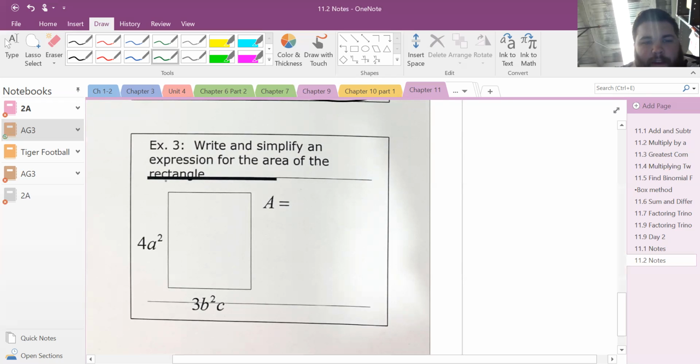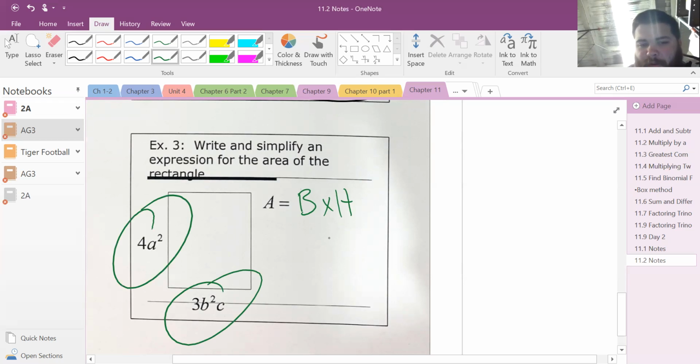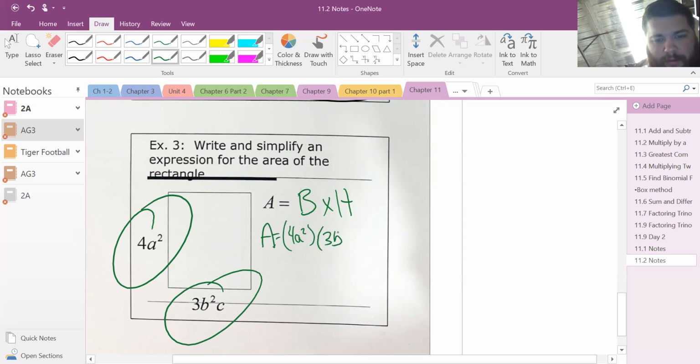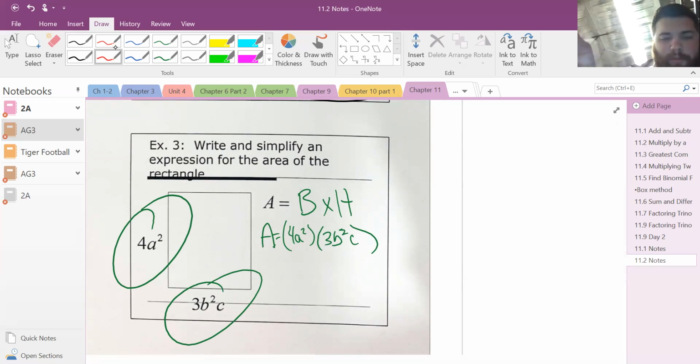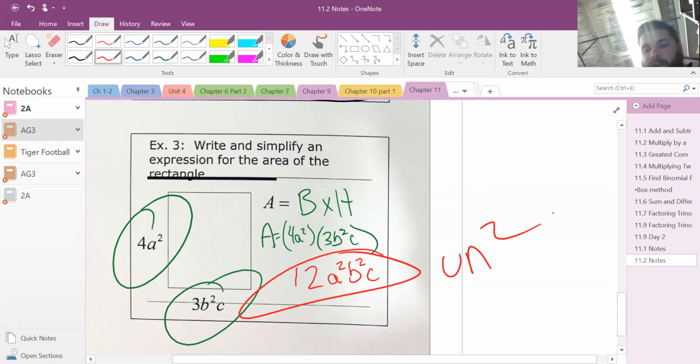Write and simplify an expression for the area of a rectangle. What's an area? We have the base times the height. Here's the base, here's the height. All you gotta do is multiply those two together. So we have area equals 4a squared, parentheses, times 3b squared c, parentheses. So just multiply the coefficients. We have 4 times 3, which is 12, a squared, b squared, c. Done. And if you want to get fancy, you can put units squared here.